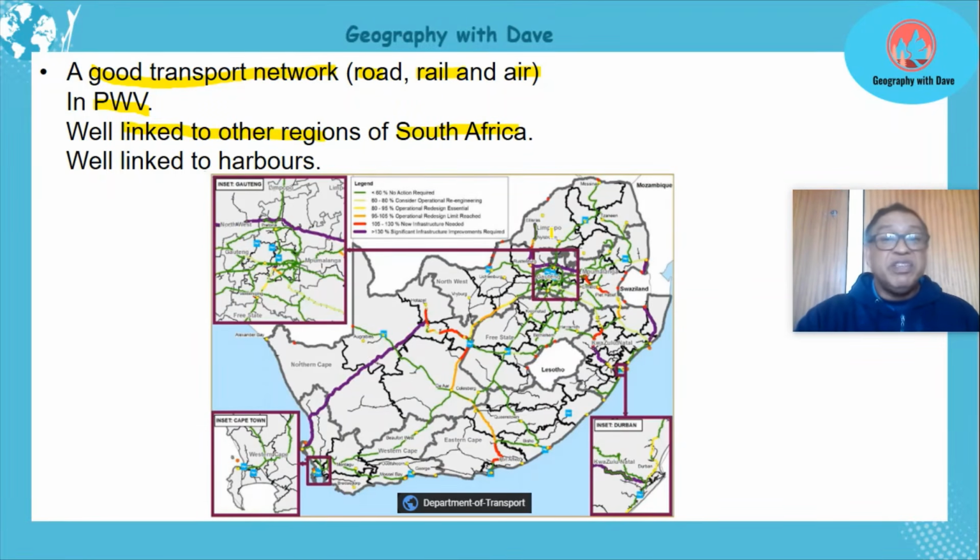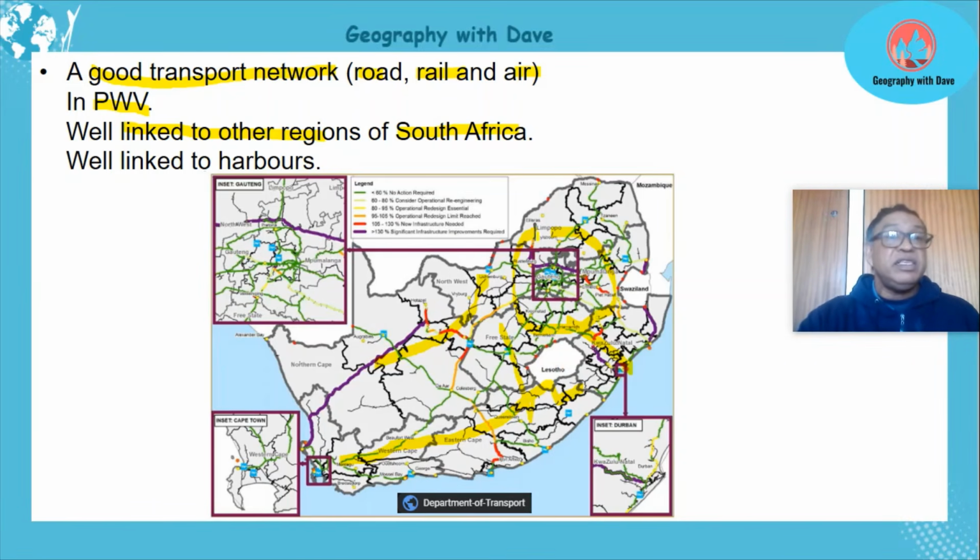I've got this little sketch here, PWV. Can you see it? Look at the networks, whether it's road, rail, all to all parts of the country. So this well-developed transport network allows us to transport stuff from the PWV region to all areas, which is brilliant for the PWV region.